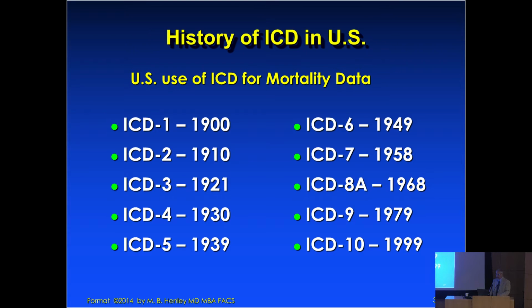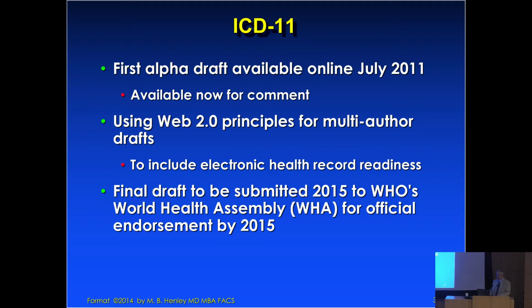So the history of ICD in the U.S. in terms of use for mortality is, as you see here, pretty much designed to be updated every decade. ICD-11's first alpha draft is already available. It was available several years ago, and it's going to use Web 2 principles for multi-author drafts. The final draft was to be submitted to the World Health Organization for official endorsement in 2015.